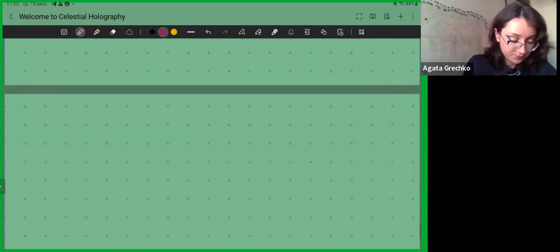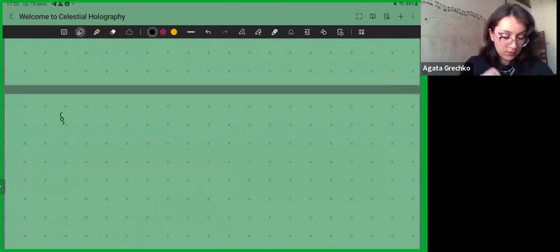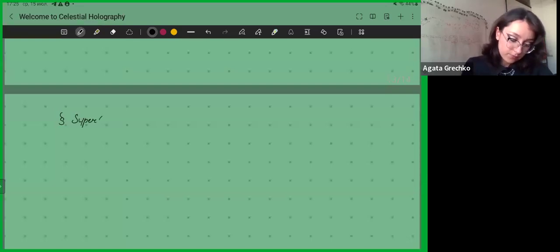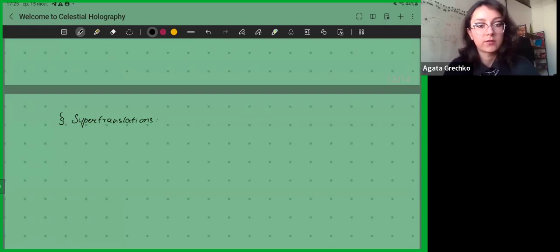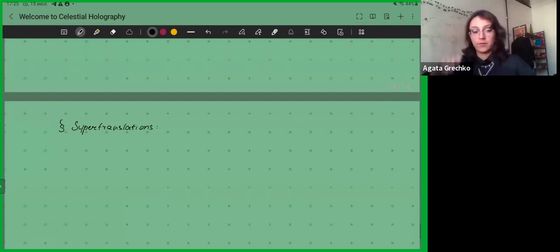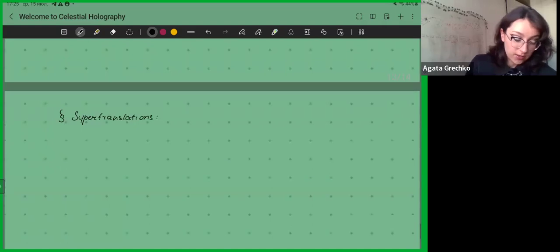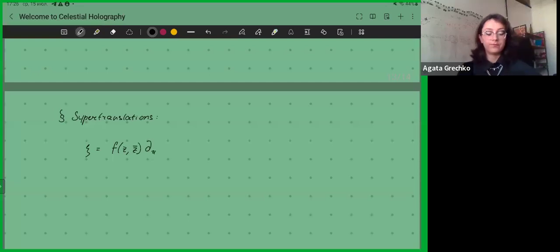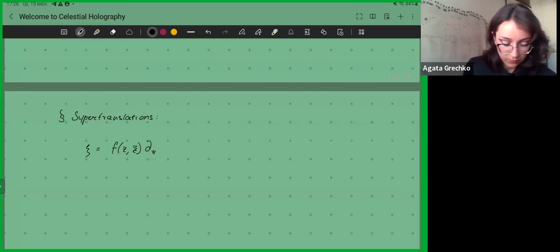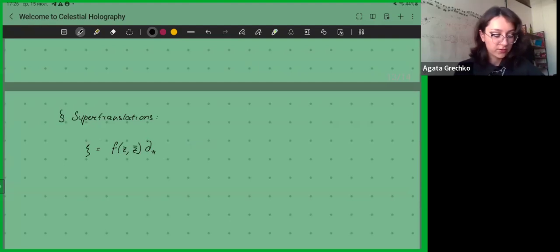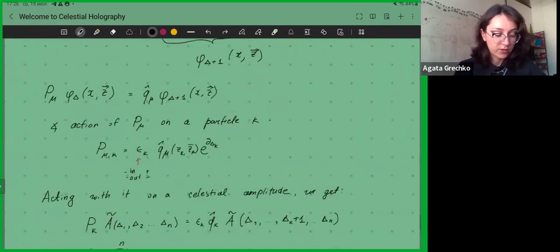So super translations, as we remember, since our space is not just Minkowski, right? It's asymptotically flat spacetime, which, as we remember, has this super translational symmetry. So super translations were generated by the following vector field, f, which is the function on the sphere, times du. And we want to see how this generator acts on our conformal primary basis.